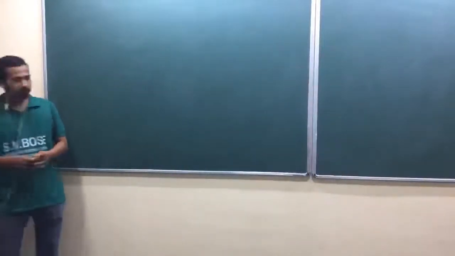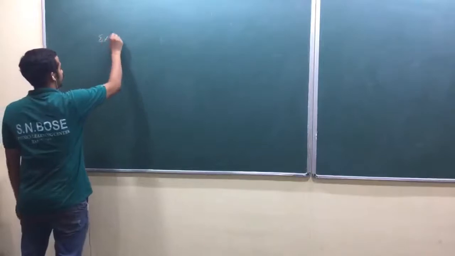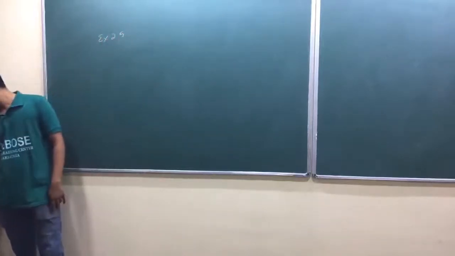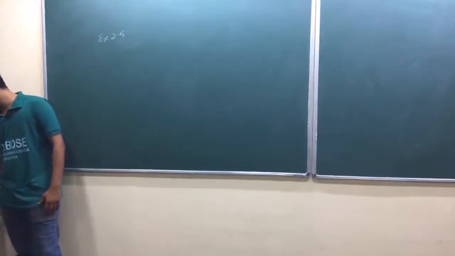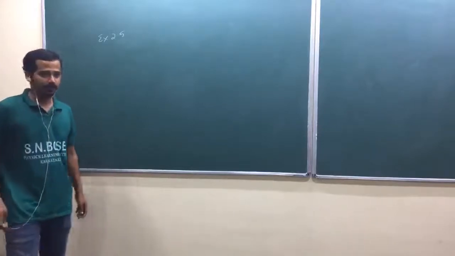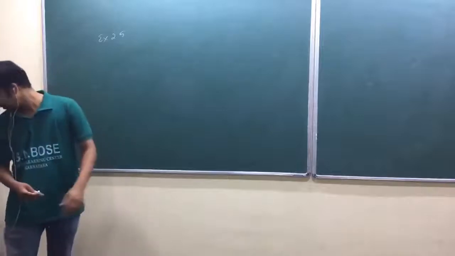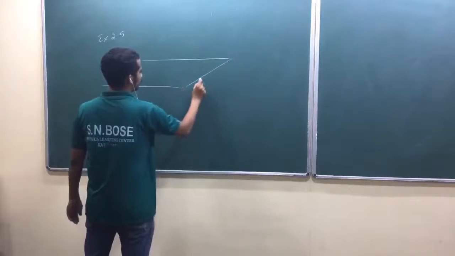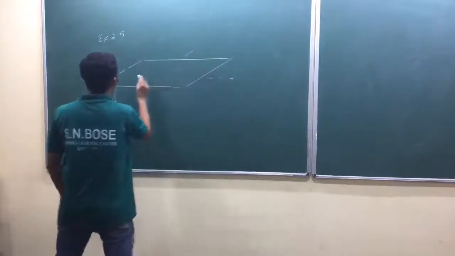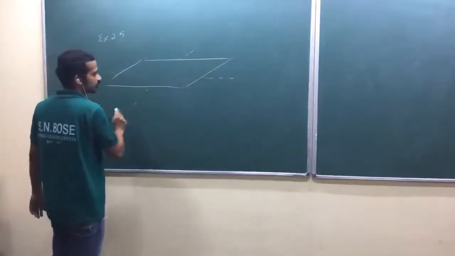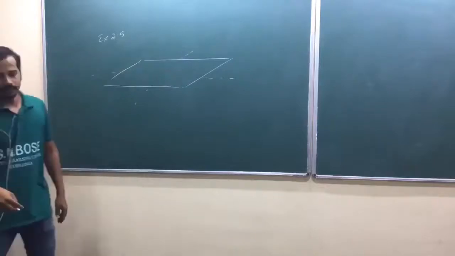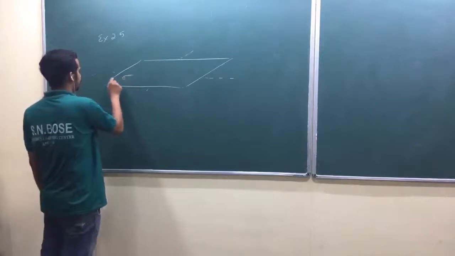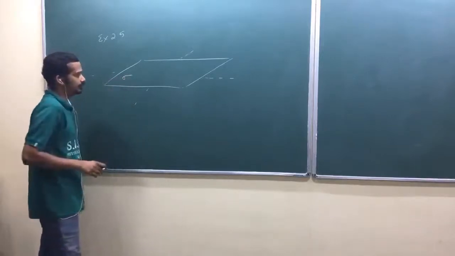So example number 2.5. A planar symmetry problem. Again, a little hypothetical. An infinite plane carries a uniform surface charge sigma. Is that okay? But still, we have to imagine. So an infinite plane, extending in all directions, which carries uniform surface charge sigma.